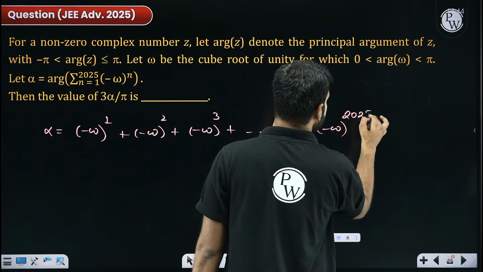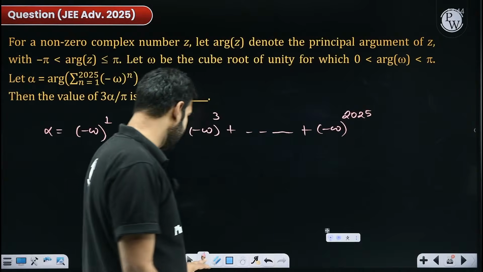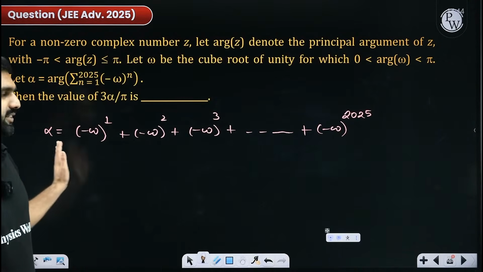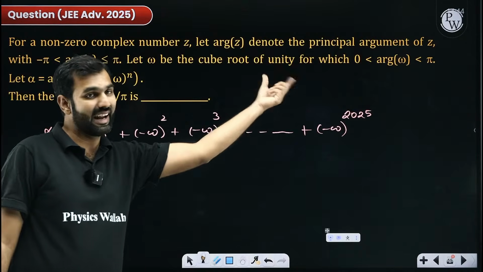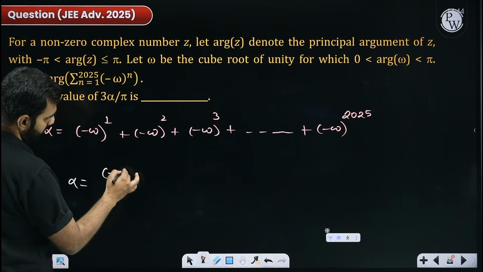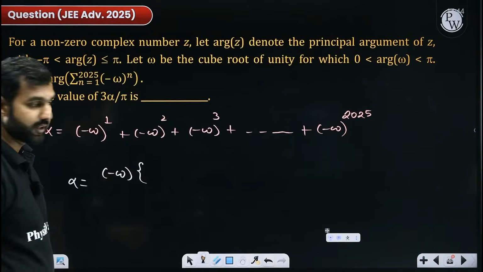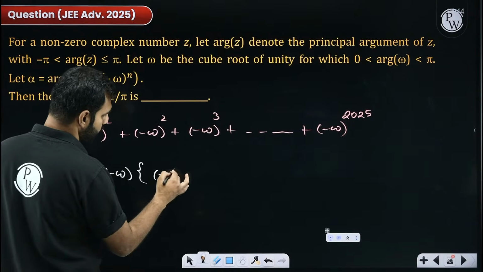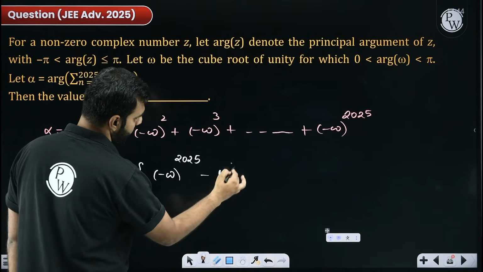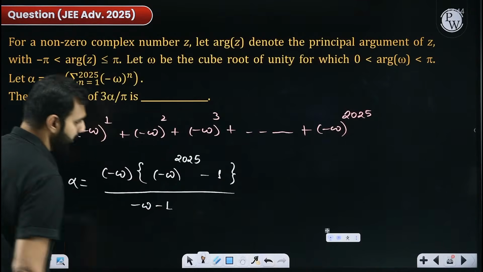Is it not a GP? Is it not a GP, students? And if it is a GP, we need to find the sum of n terms of a GP. So this summation will be A, which is the first term, minus omega, times r to the power n, where the common ratio is minus omega. The number of terms is 2025, so r to the power n minus 1 upon r minus 1. What is r? r is minus omega, so r minus 1 is minus omega minus 1.